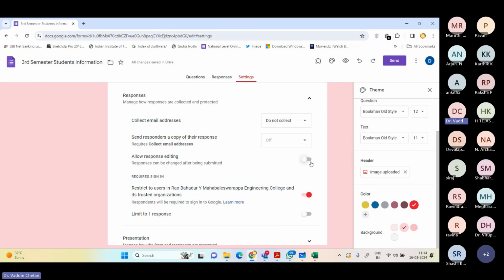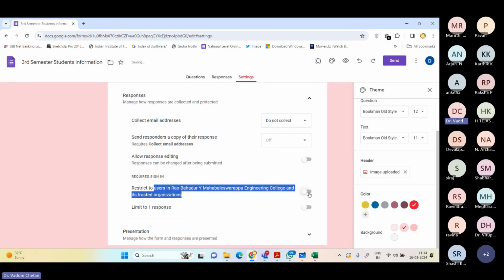But later on, on the sixth or seventh day, you will change that and then you will come to me stating that, sir, I have changed, I have selected this, you have imposed this on me, right? This may happen. So for that sake, I am not allowing response editing and I restrict it to users of the organization only. This I will disable, because if I enable it, only our college faculties can do this. Students can't do this. So I will restrict it and limit it to one response.